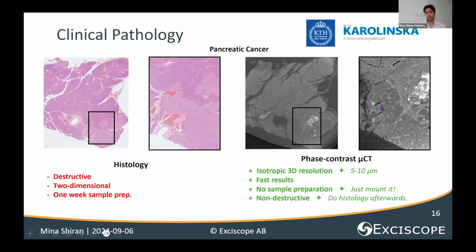In both cases, you can see the density difference between the healthy tissues and the cancerous tissues. However, in the microCT scans, you can see some bright spots that represent calcification in the sample, and of course it can provide you a 3D volume of the data.